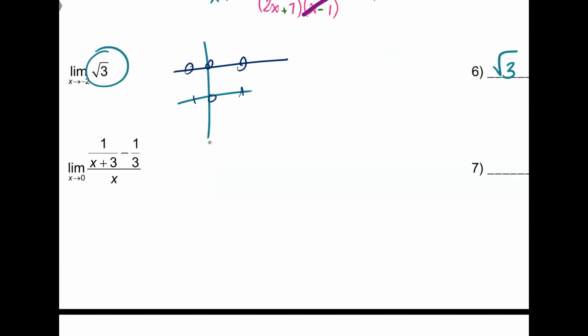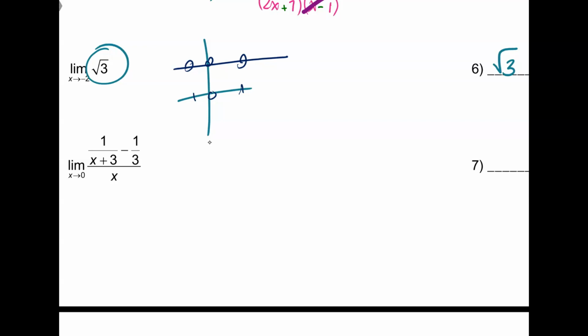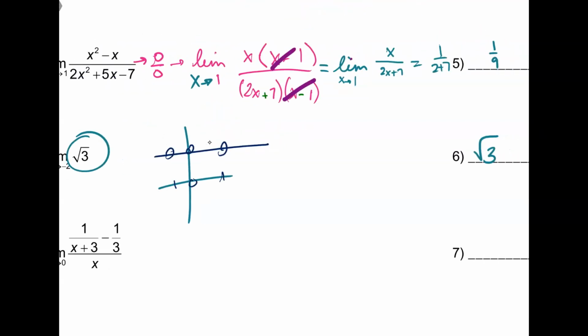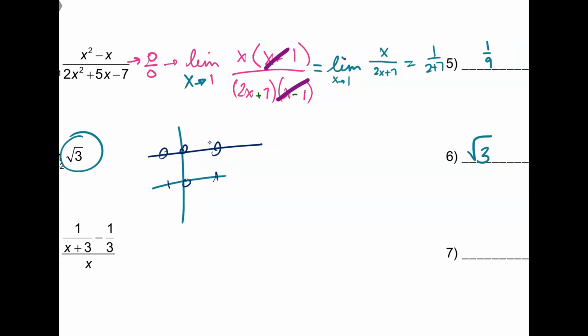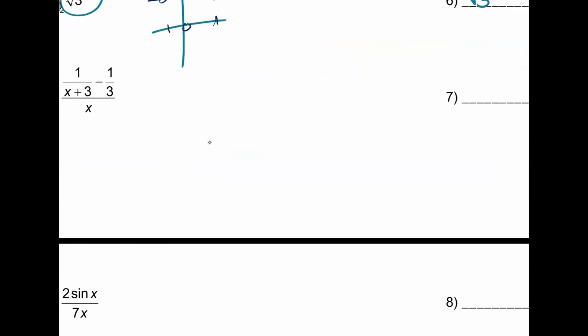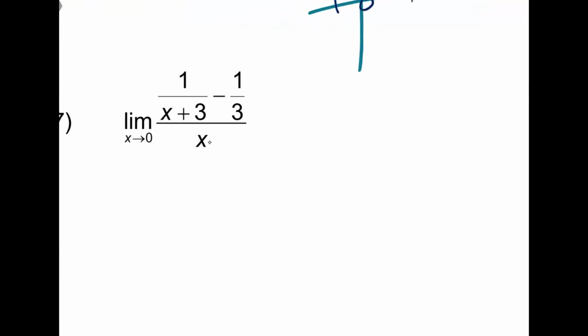Wait, I have a quick question about the 5. The last step where you just plugged in 1. Oh yeah, never mind, I got it. Okay. Next I have Gabe. How do I do this one, number 7?